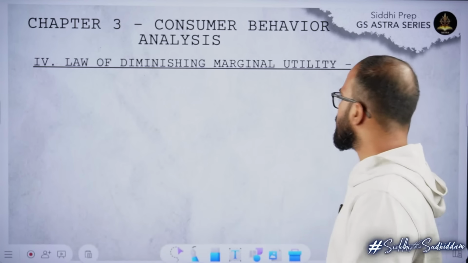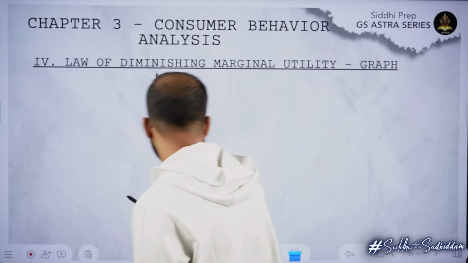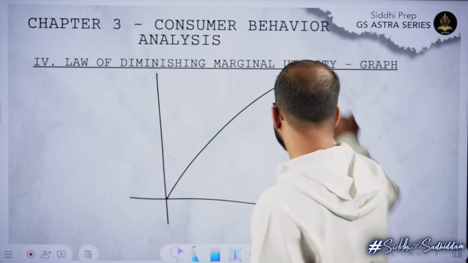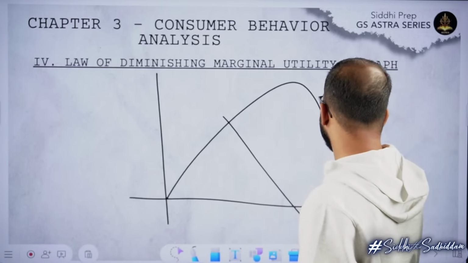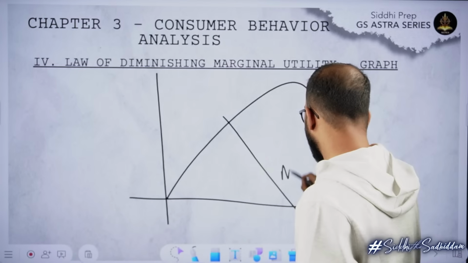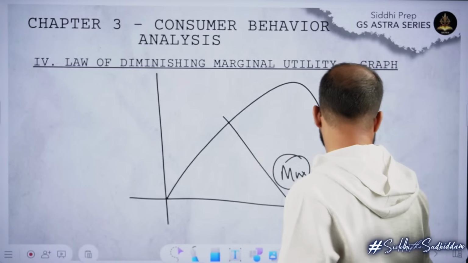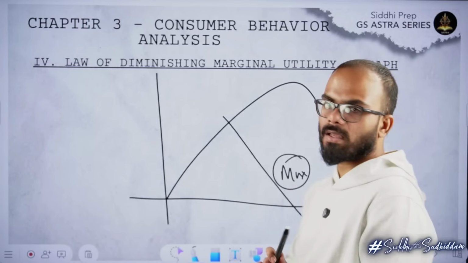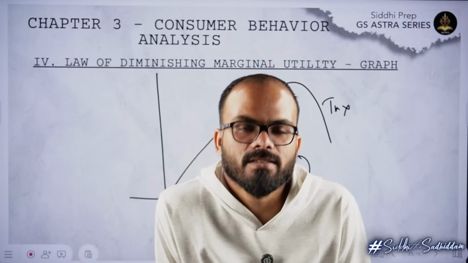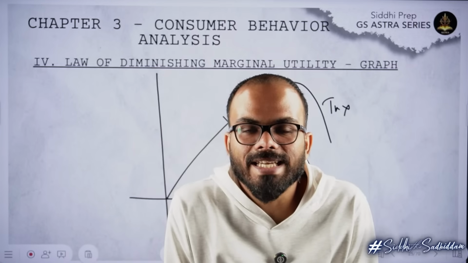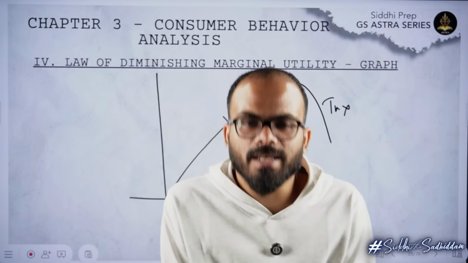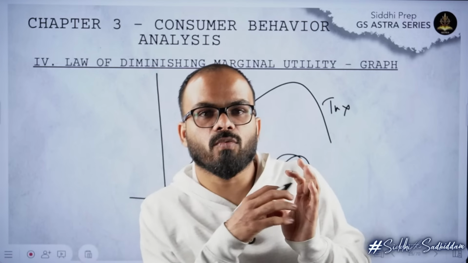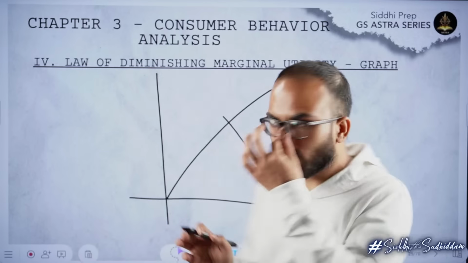Right. So this is the law of diminishing marginal utility, and this is what the graph looks like. This is total utility and this is marginal utility. Marginal utility constantly decreases. Now there is one more graph that they can ask you. The graph is called the indifference graph. In the exam, at maximum they can ask you what is the line. Beyond that they won't ask you.